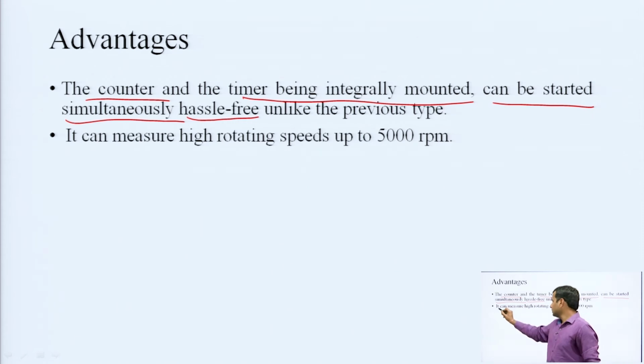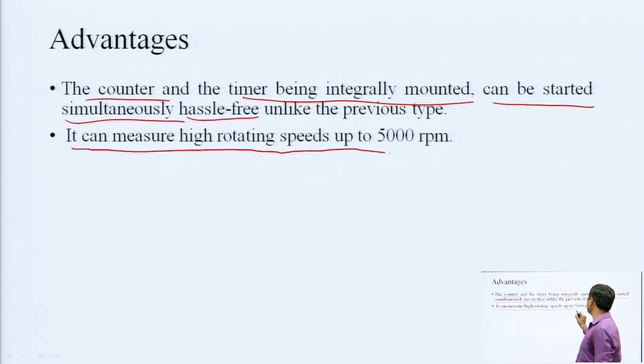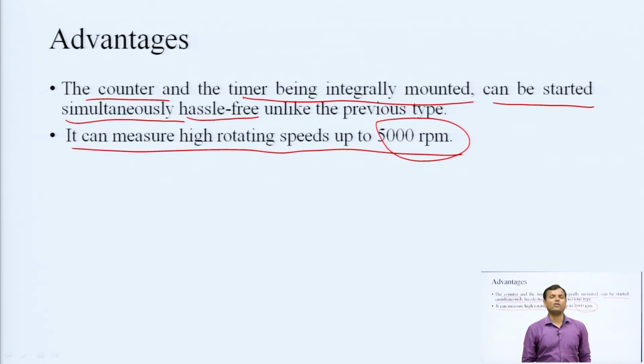Also, the mechanical revolution counter can measure high rotating speeds, up to 5000 RPM, or 5000 rotations per minute.